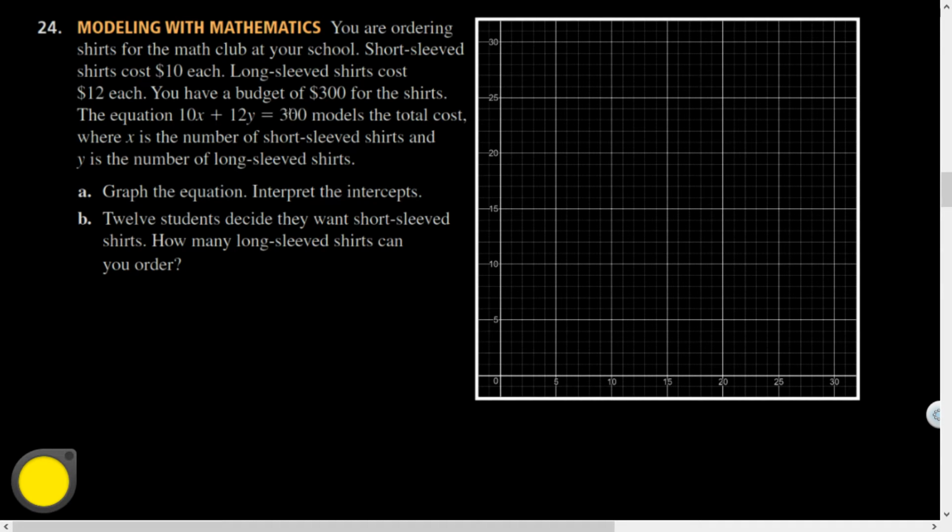Eventually, you and I will be writing our own equations based off these word problems, right, Amity?